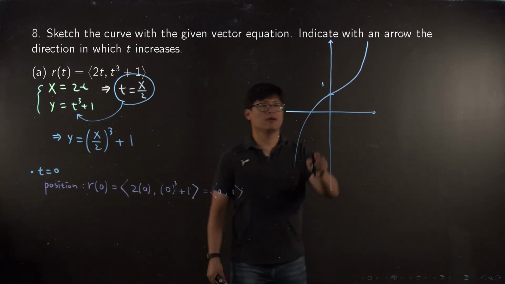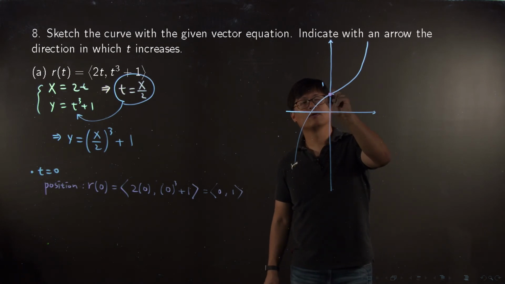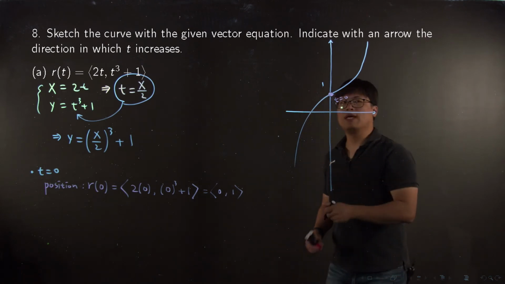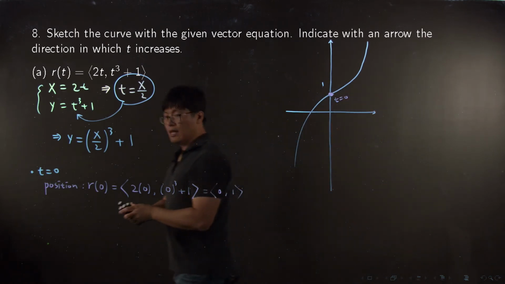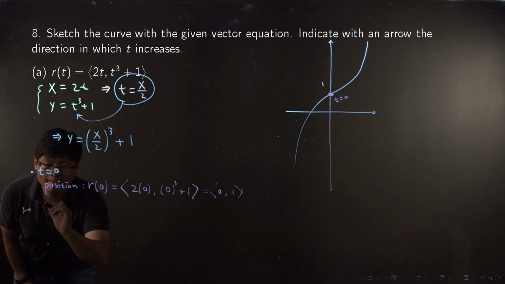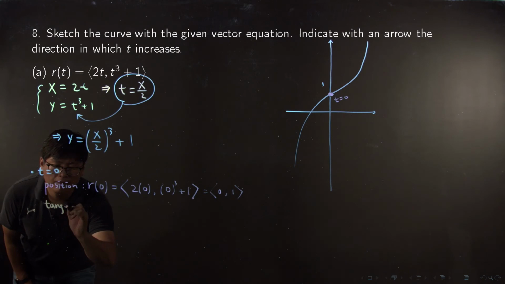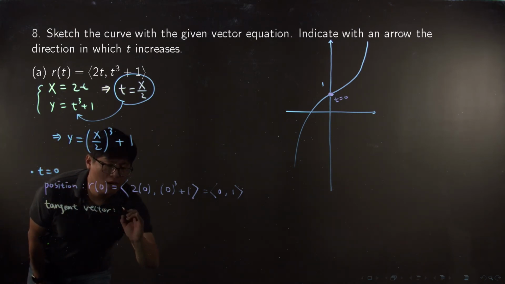Can you find it? Here we go. I'm talking about this point, okay? When t is equal to 0, your point will be here. Is that clear? Then let me try to find the tangent vector, which is r prime of 0.